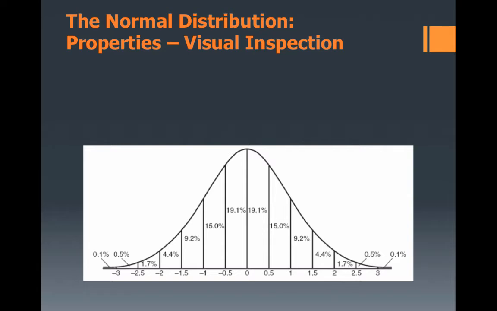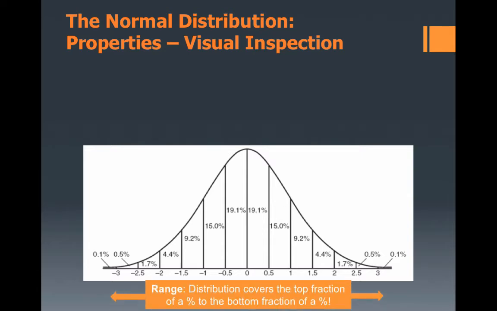So let's look at this a little bit closer in terms of visual inspection. Again, underneath this curve covers all possible scores. And we see that wherever a score falls, there is a corresponding percentage that falls underneath this curve.